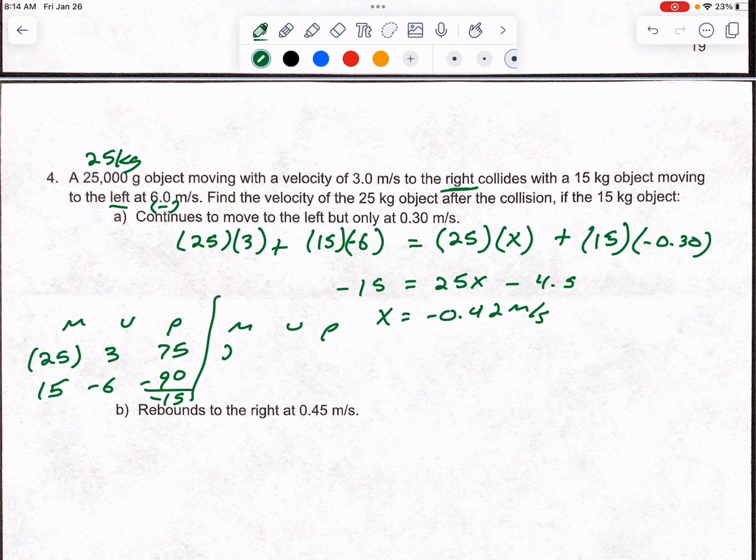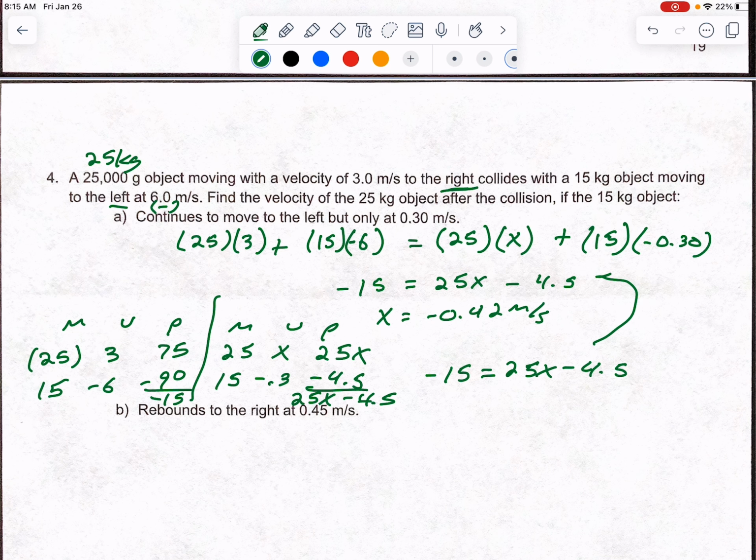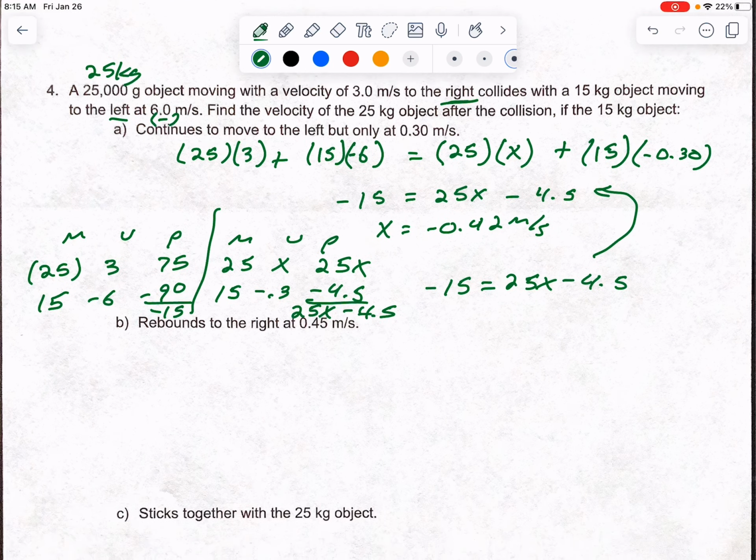Now your mass is still 25. We don't know the velocity of the 25 kilogram mass, so that's x, so 25 times x is 25x. My second mass is still 15. That didn't change. It's going to the left at negative 0.3, so 15 times 0.3 gives you negative 4.5. Add those up and you get 25x minus 4.5. So that becomes negative 15 equals 25x minus 4.5. If you notice, it's the exact same thing as right here. So that's the way you do it the MVP way.